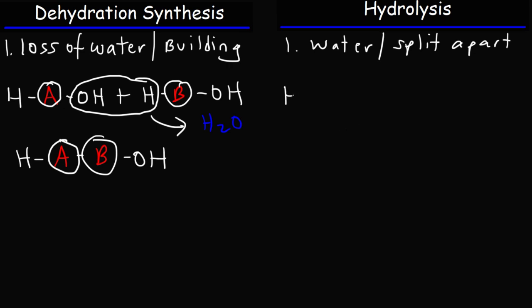Hydrolysis is the reverse. In hydrolysis, we're going to take a big molecule, such as the molecule AB, and we're going to break it up into two smaller parts. And we're going to use water to do it. So we're going to add water, and that's going to help us to split apart those two monomers. And so we're going to get what we started with. That is the two individual monomers A and B.